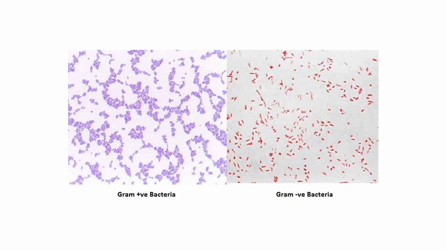You can see the two types of cell types. One is purple color and the other one is red color. The purple color is the gram-positive bacteria and the red color is the gram-negative bacteria. So today we will see how this gram staining is to be done.